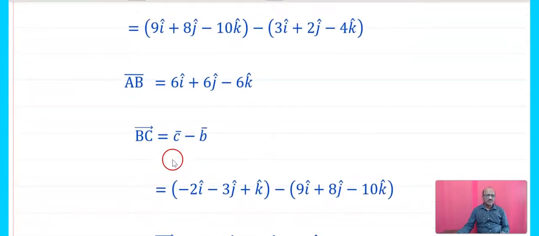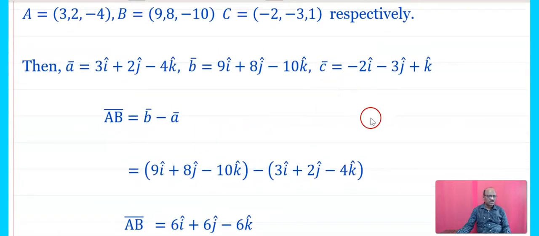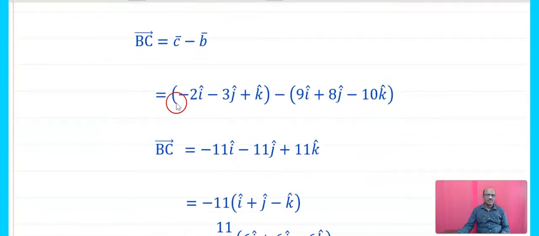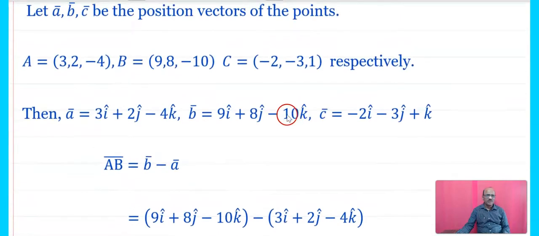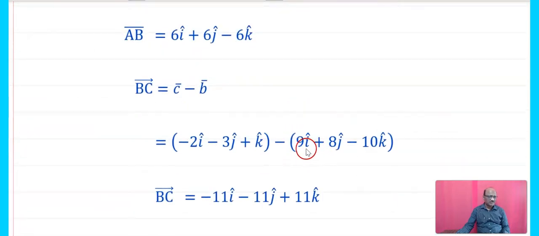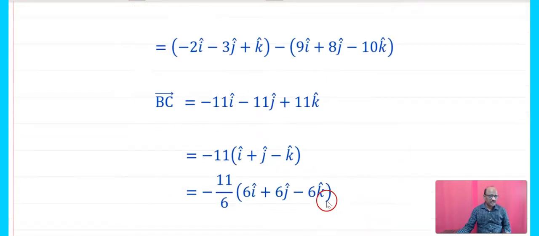Next is BC bar, C bar minus B bar. What is C bar? C bar is equal to minus 2i cap minus 3j cap plus k cap. This is C bar. And what is B bar here? B bar is 9i cap plus 8j cap minus 10k cap. And if you evaluate, then you will get minus 11i cap minus 11j cap plus 11k cap. And if you take 11 as common, then you will get BC bar is equal to minus 11 in bracket i cap plus j cap minus k cap.